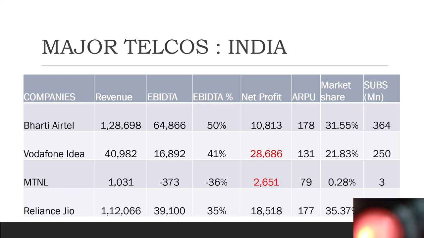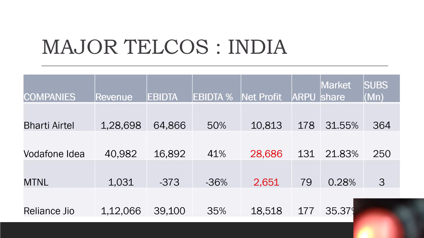And at that time when I was working in telecom, in 2001, the ARPU was close to about 900 or 1,000 rupees per person. So it has come down to almost 178 bucks. It's the lowest in the world. So at that time in 2001, this ARPU was close to about 1,000 rupees per subscriber. Now look at the market share of each company.